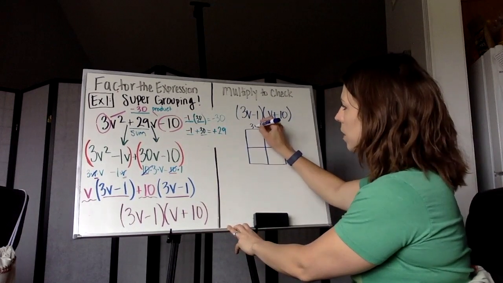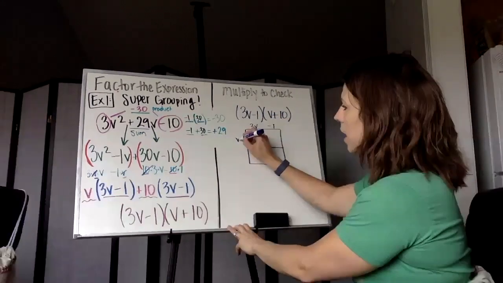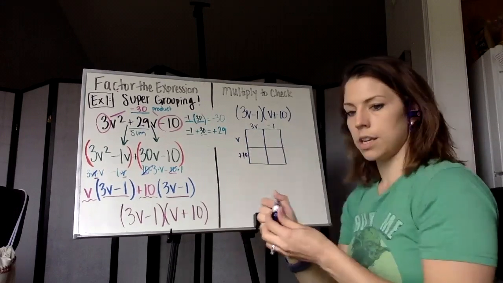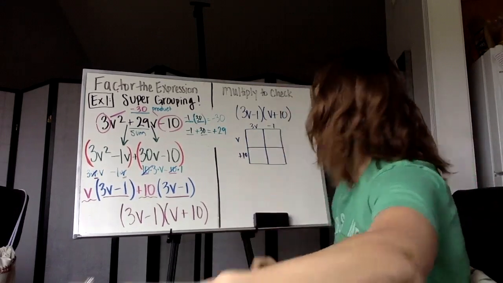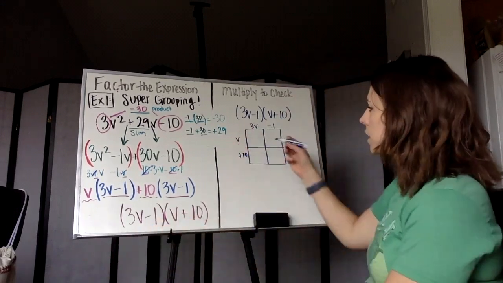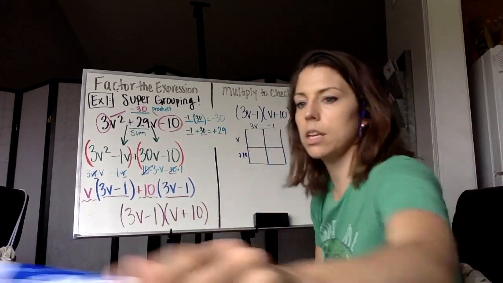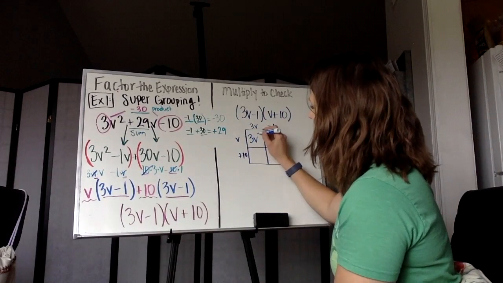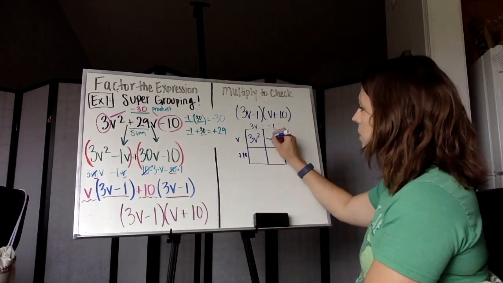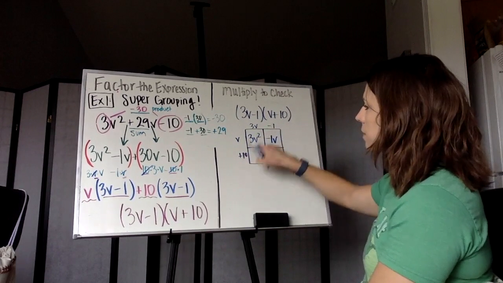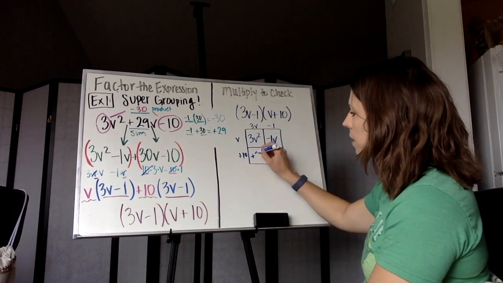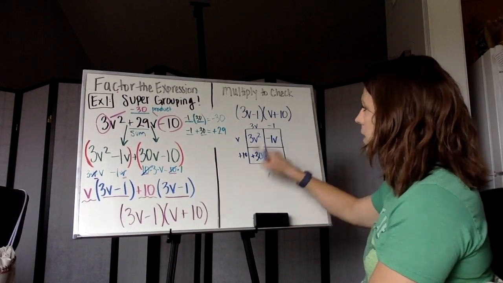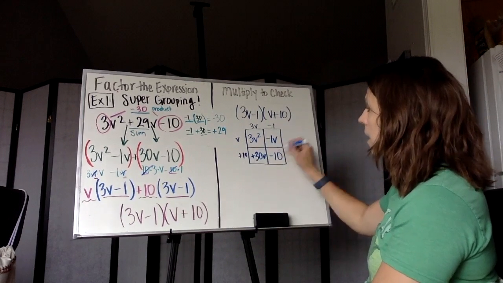Across the top, 3v minus 1. Down the side, v plus 10. Let's see if it works out. 3v times v is just 3 times v, which is 3v squared. Negative 1 times v is just a minus 1v. Positive 10 times 3v is a positive 30v. And positive 10 times negative 1 is negative 10.